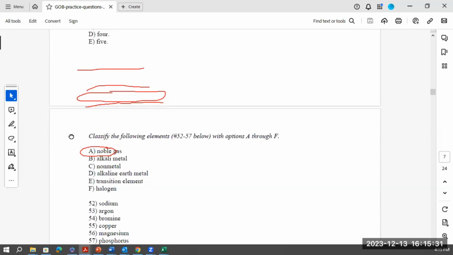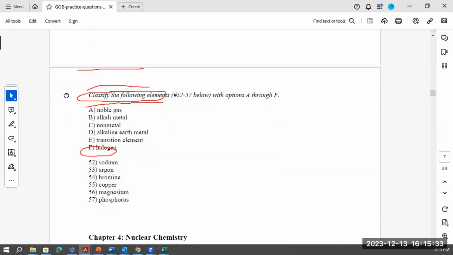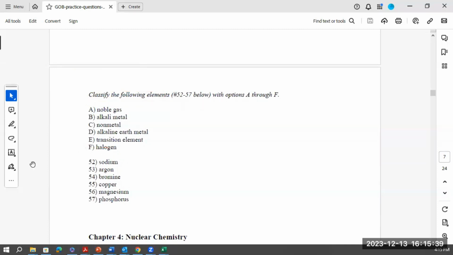Okay. Now we get to see some classification of elements. Test those skills real quick. Okay, sodium. What type of element is that? Alkali metal. That is correct.